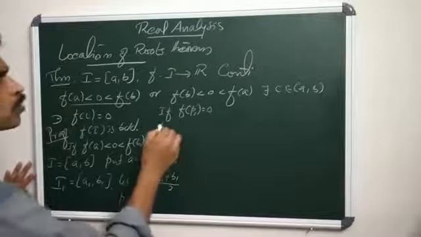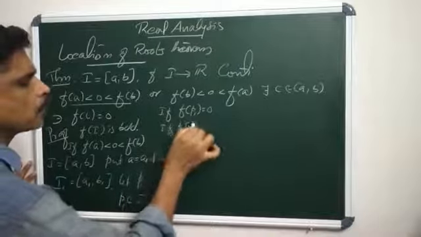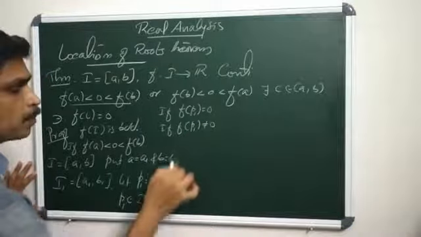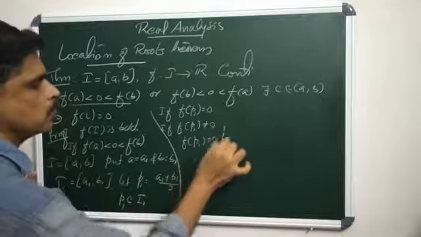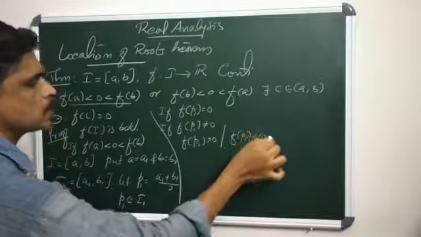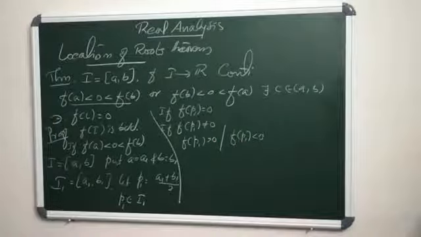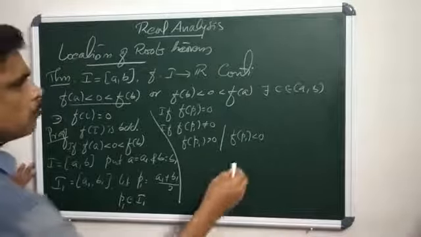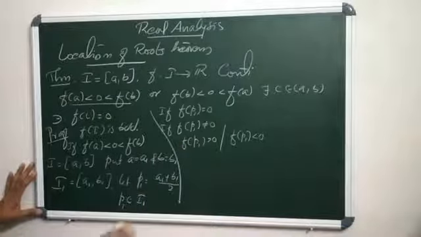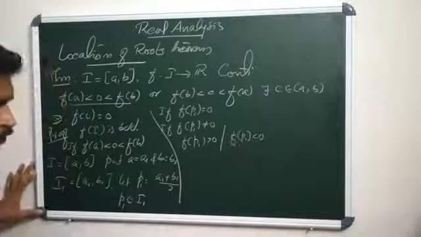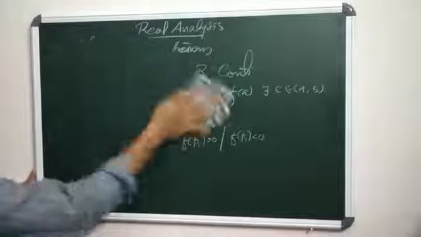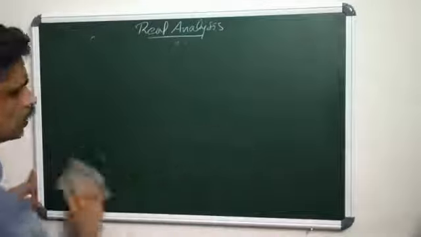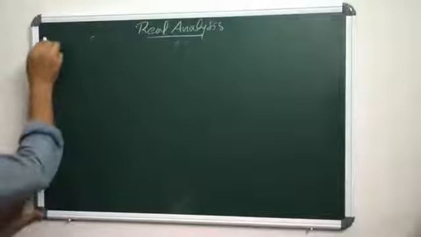If f(p1) differs from 0, what happens? Then there are two possibilities: either f(p1) is positive, or f(p1) is negative. Now the first case: if f(p1) is negative, then what happens here?